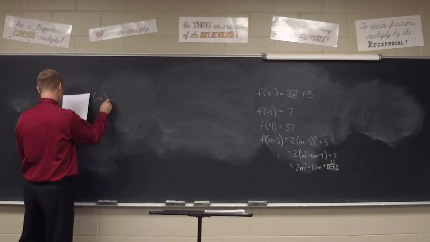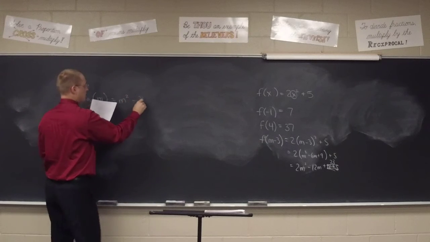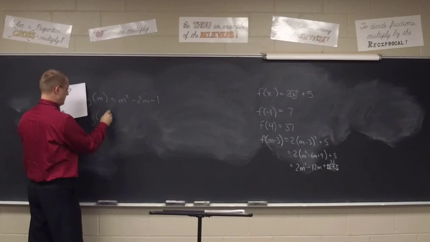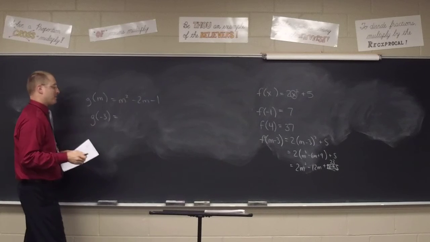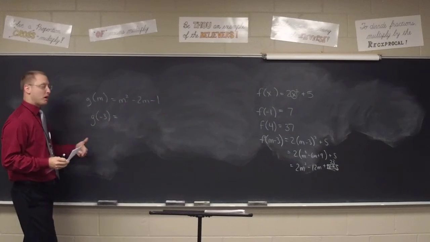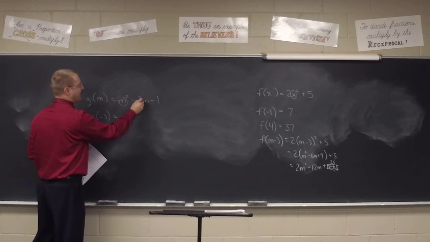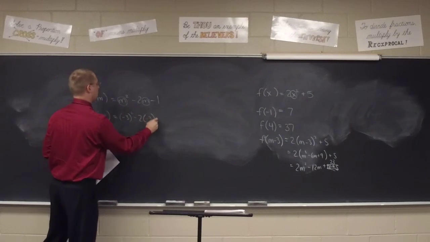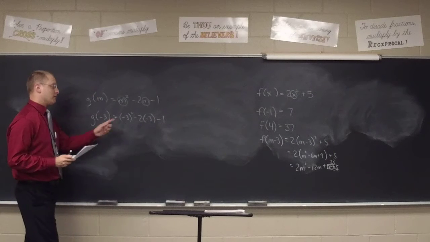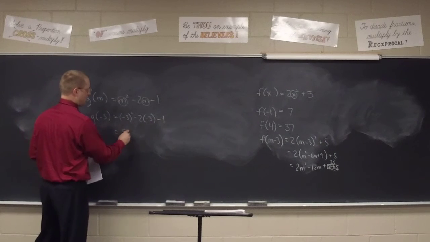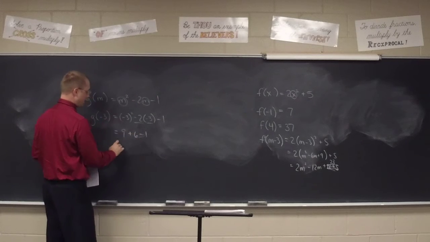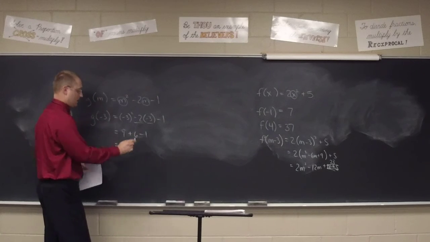g of m is equal to m squared minus 2m minus 1, and we want g of negative 3. And again, that means we're going to have to plug the negative 3 in everywhere we see the m, which is here and here. So there's 2 places the negative 3 goes in. So we're going to start by squaring the negative 3, then multiplying negative 2 times negative 3, and then subtracting 1 to get 14.